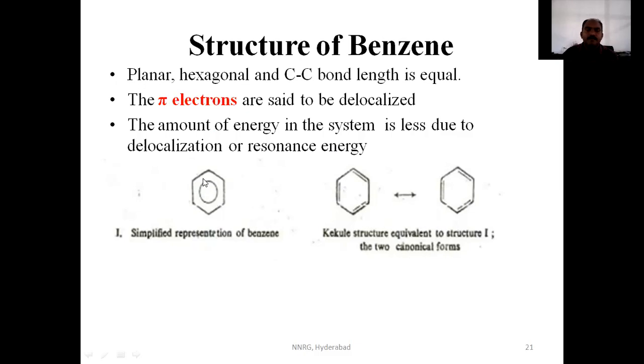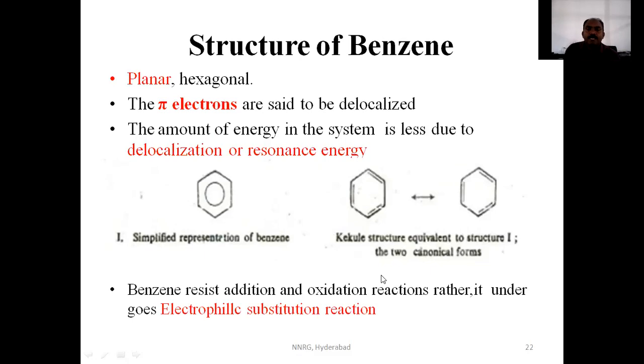this ring in the hexagonal structure indicates that electrons are moving from one carbon to the other carbon. In another representation, it is a hybrid of two structures where the double bonds alternate with each other. These two are canonical forms. So the structure of benzene can be represented by these two hybrid structures, which finally give rise to this structure. And because of this, electrons move from one carbon to another, and delocalization takes place.